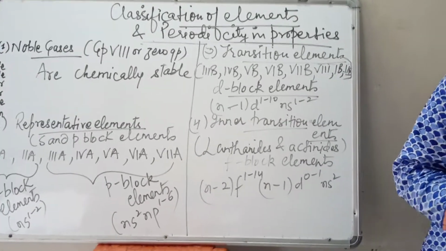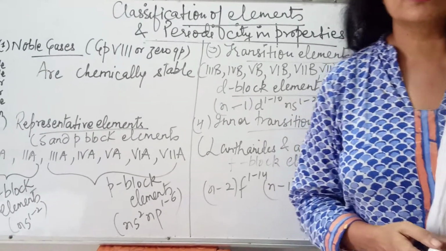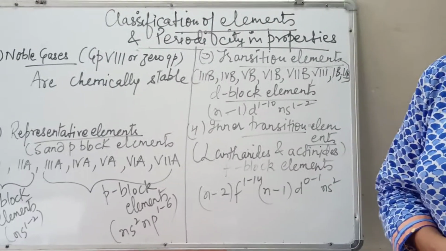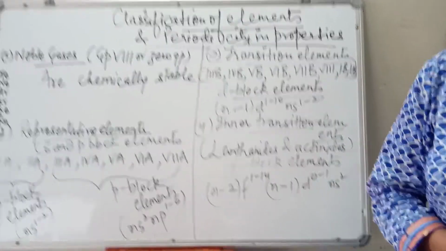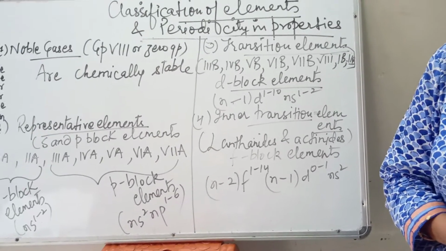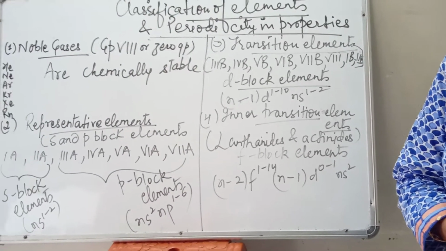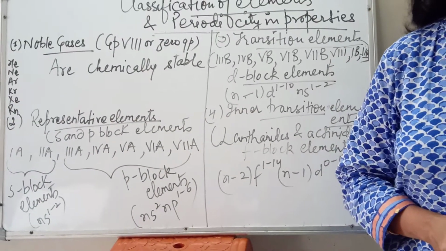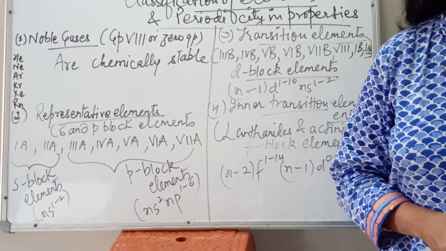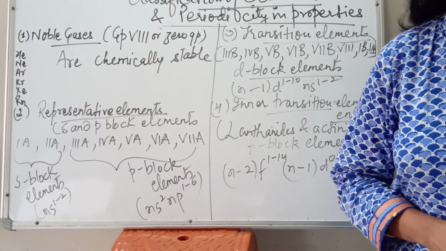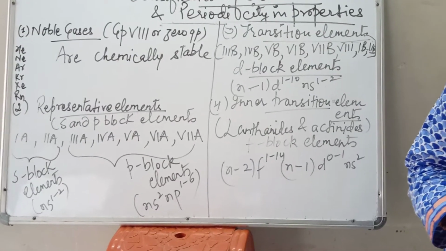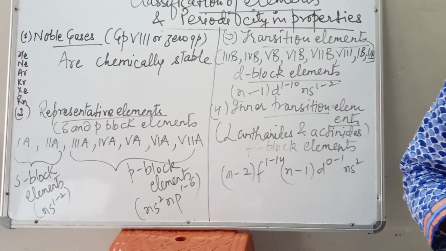Transition elements are typical metals, and they are usually paramagnetic and colored. For example, copper salt is blue in color, or nickel salt is also bluish green in color. Most of the transition elements are colored and paramagnetic, which means presence of unpaired electrons. They easily form complex compounds, and they form alloys also.